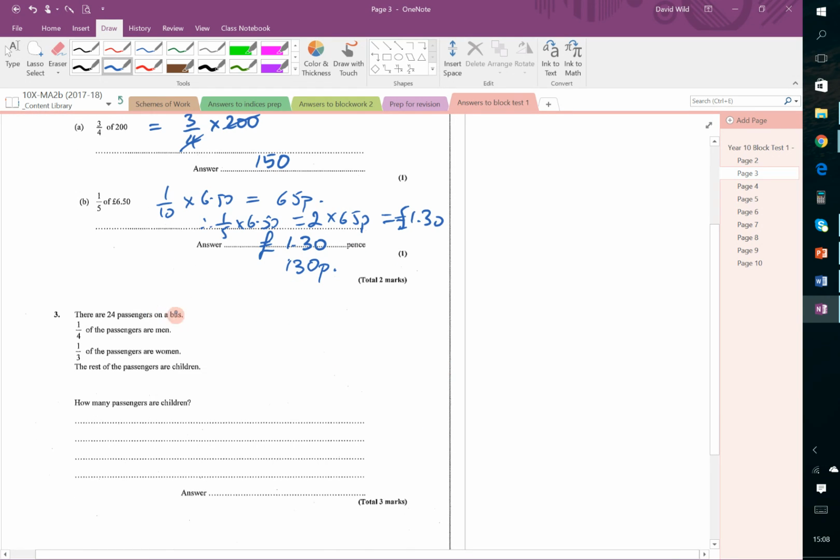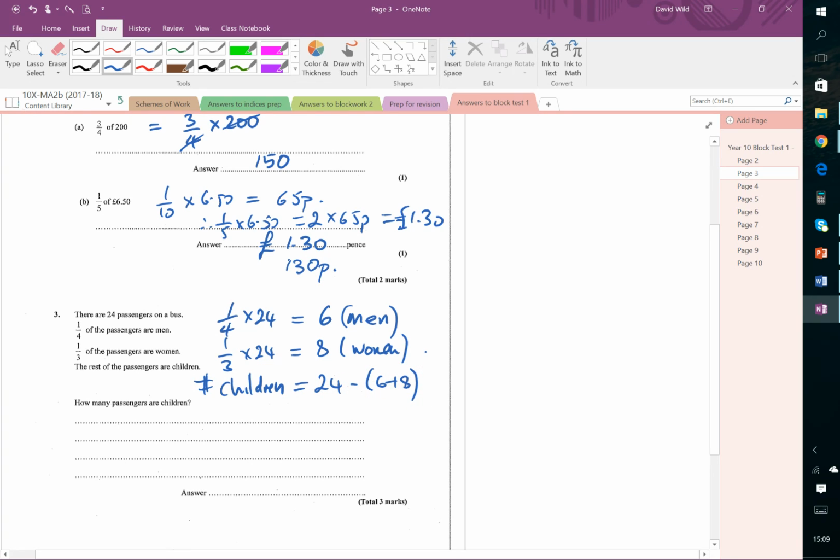Okay, 24 passengers on the bus. A quarter are men. So 1/4 of 24 are men. And 24 divided by 4 is 6 men. And 1/3 of the 24, which is 8, are women. The rest are children. So the number of children is obviously 24 minus 6 plus 8, which is 24 minus 14, which is 10.